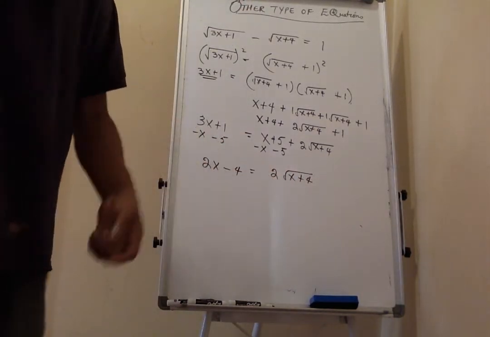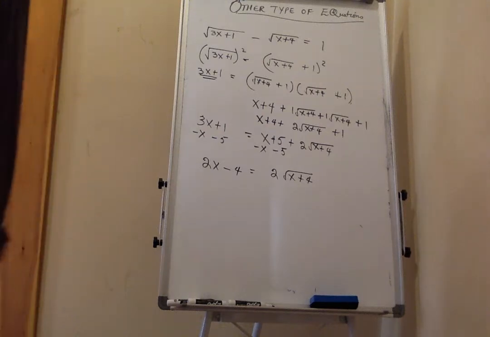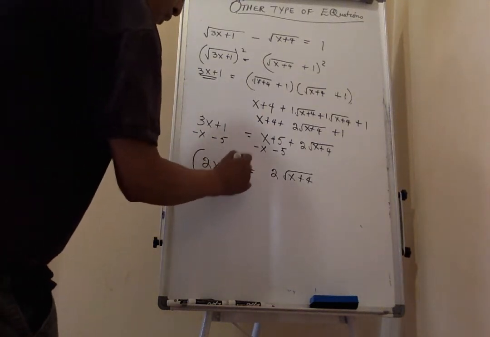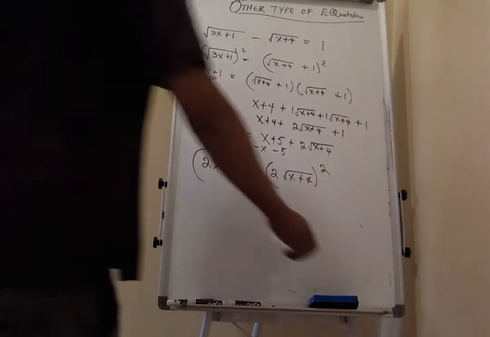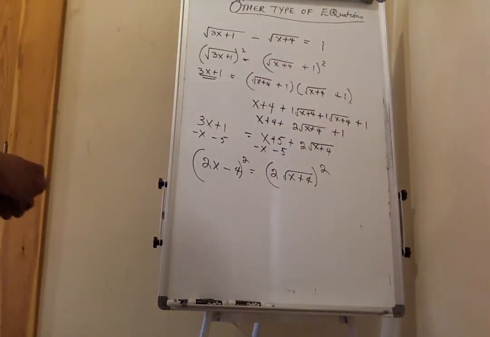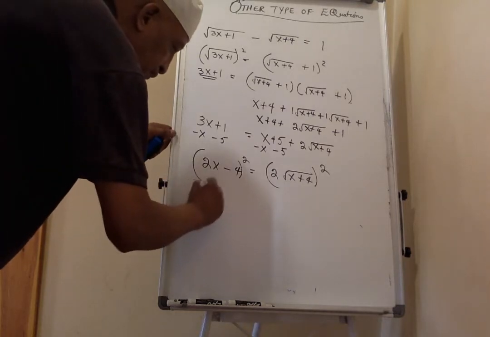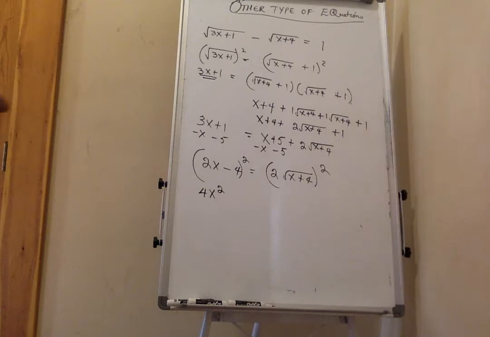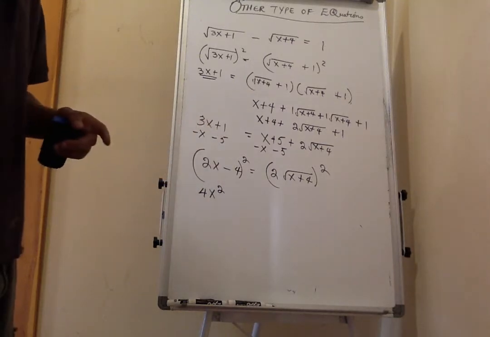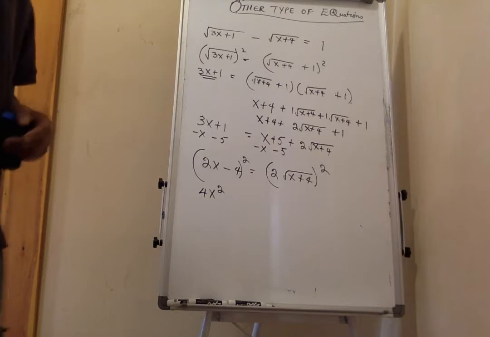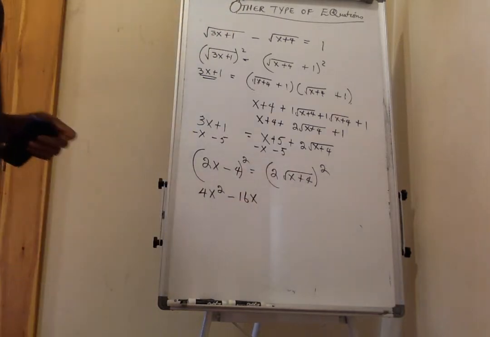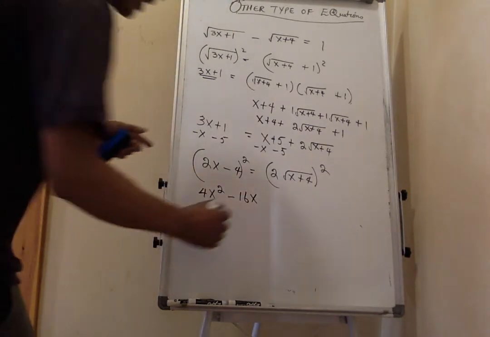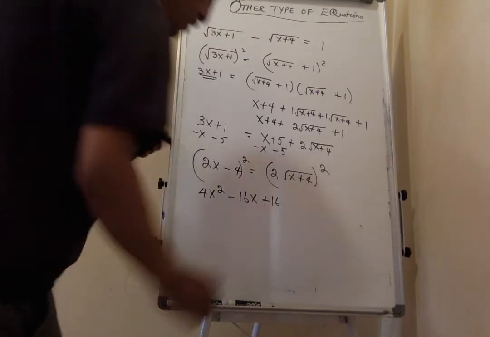Again, because we have a radical, again we have to square this. So 2x minus 4 squared and 2 times the square root of x plus 4 squared, right? So if we do that, 2x squared would give us 4x squared. And then if you multiply 2x times negative 4, that is negative 8. Negative 8 times 2 is negative 16. So you're going to end up with negative 16x if you foil this. And negative 4 squared, of course, gives us 16.